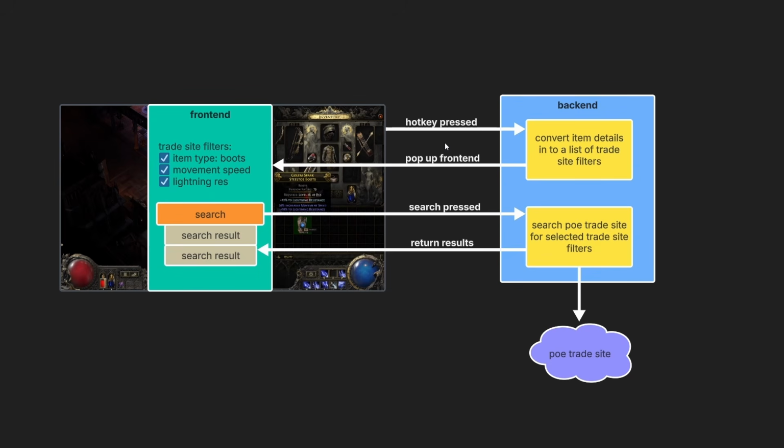Next up, let's set up our hotkey. I've got our original design here where we hover over an item in the game, press the hotkey, convert the item details into a list of trade site filters, and then pop up the front end with the filters. We skipped the hotkey in our prototype because we wanted to build this up incrementally, and the hotkey was kind of a lot of complexity up front, but now we're ready for it.